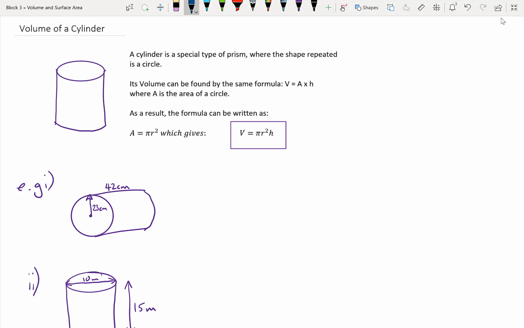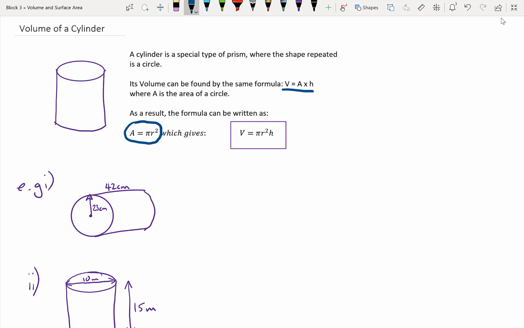Because it follows essentially the same pattern as this prism, its volume is still found by taking the area of the repeated shape and multiplying it by its height. This time the area is the area of a circle, because it's a circle that's repeated all the way through. Because the area of a circle is given by pi r squared, all we're going to do is put pi r squared into our formula, and so we get V equals pi r squared h. We're going to use this.